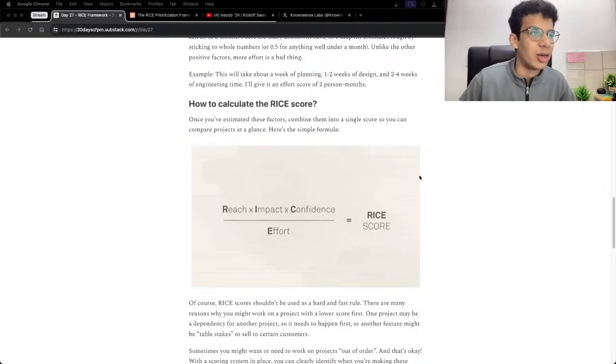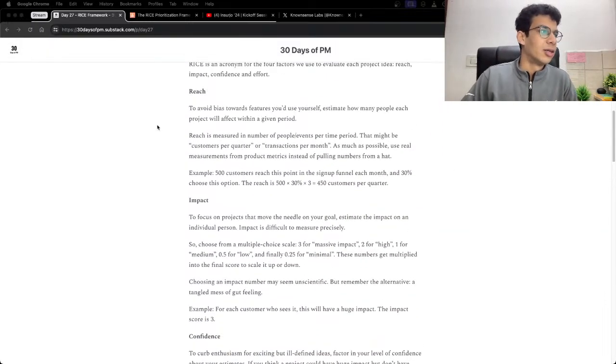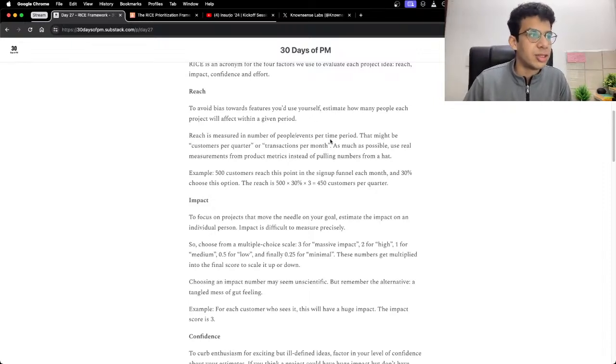Reach essentially is how many customers or people have actually asked for a request, right? Reach is measured in numbers or number of events per time period. This might be customers per quarter. So how many customers have actually requested this feature, and if there are multiple, the reach count will be higher. The reach count being higher also brings the risk score to be higher, and eventually populates the story or enhancement towards the top of the list, right?